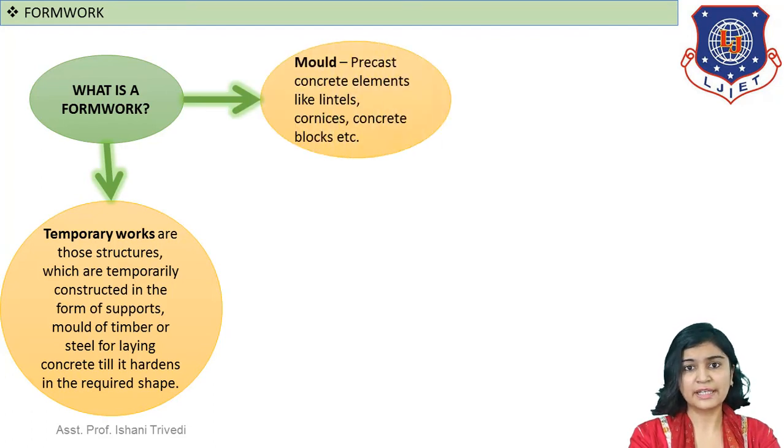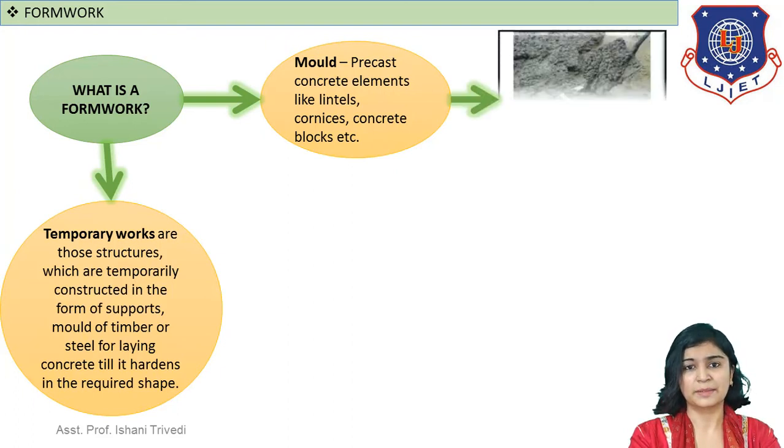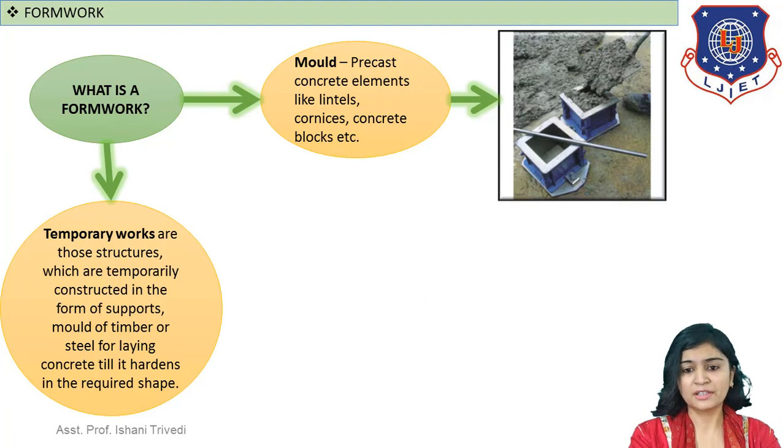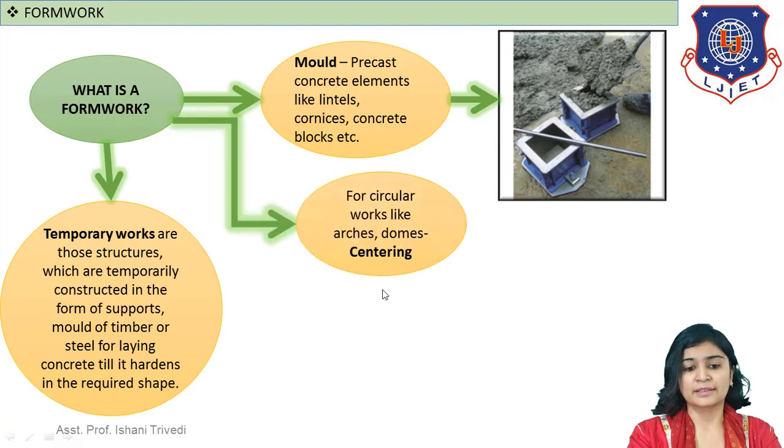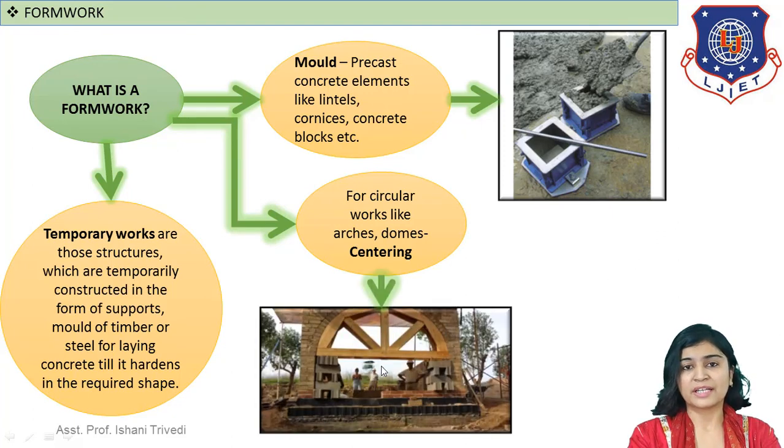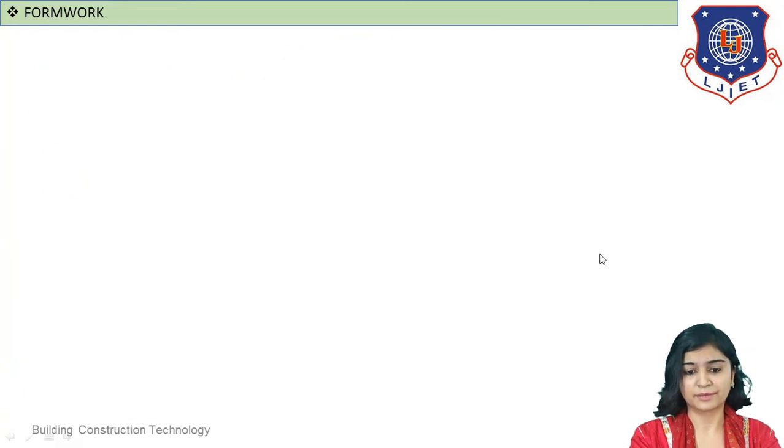Next, as I discussed already, I showed you the pictures as well. What is a mold? It is generally used for precast elements. You can see the picture of a mold here. This picture is for casting a cube. Next is centering. I also spoke about arch construction. If you want to construct an arch, then the temporary structure shall be called centering. You can see centering in the picture. I have gathered a picture of the same. Which type is this? Say it in your mind. Timber centering. The formwork which you can see is made up of timber.